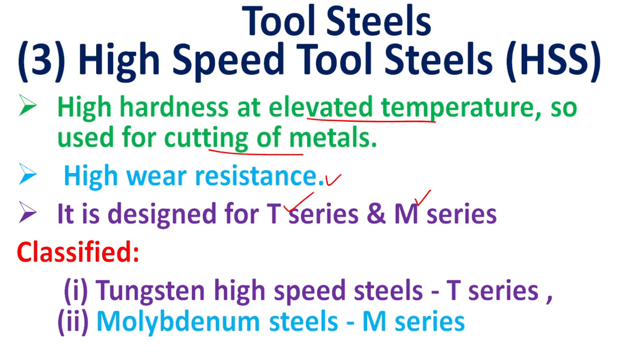This high speed tool steel is classified into two types. The tungsten high speed steels are the T series. The second one, molybdenum steels, is the M series. Tungsten high speed steel is the T series. Molybdenum steel is the M series.